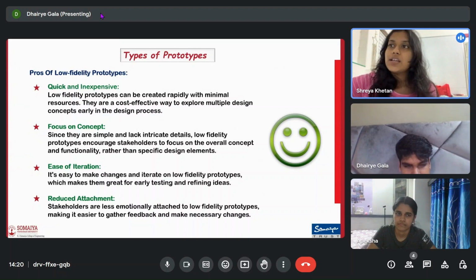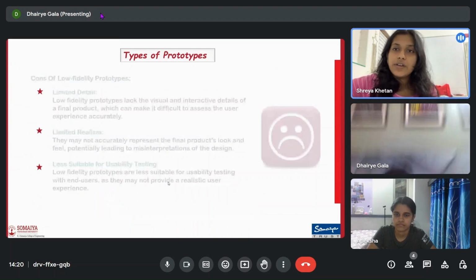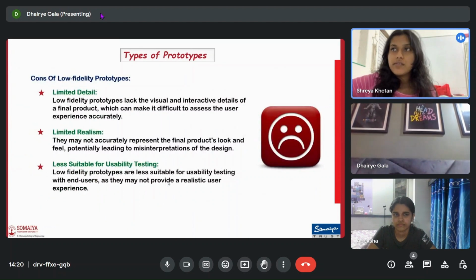The ease of iteration, it is very easy to make changes in these low fidelity type designs. And thirdly, reduced attachment. People are less emotionally attached to the low fidelity prototypes, making it easier to gather feedback about it. Since we have already discussed the pros, now we will discuss the cons.